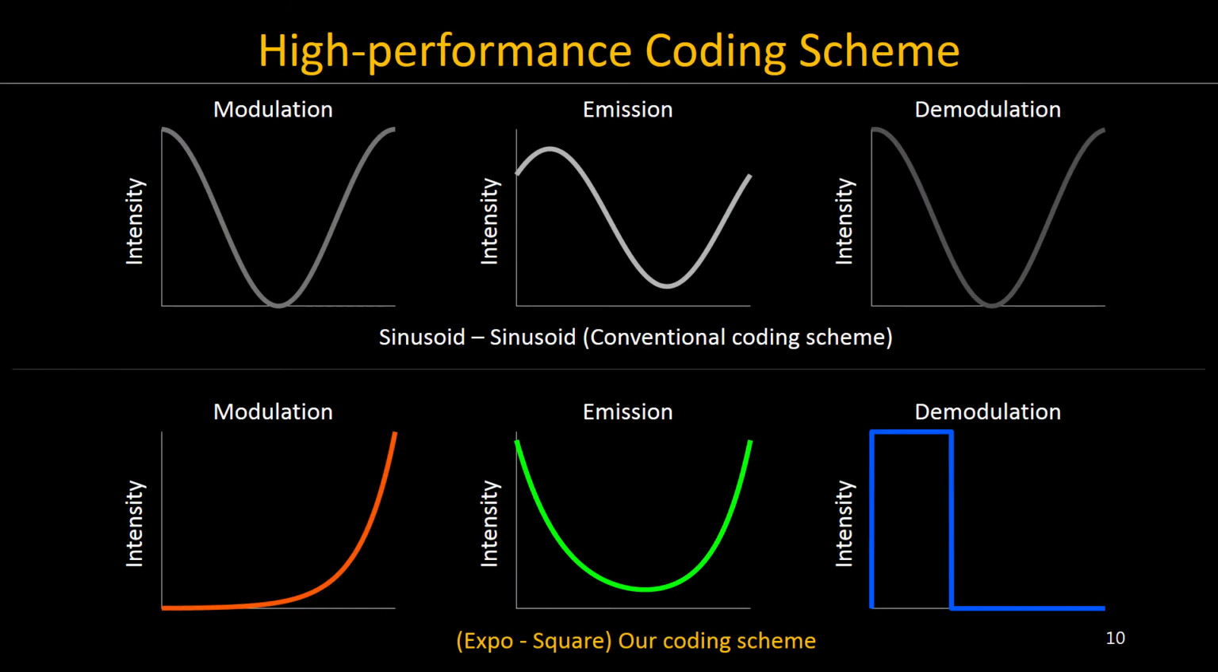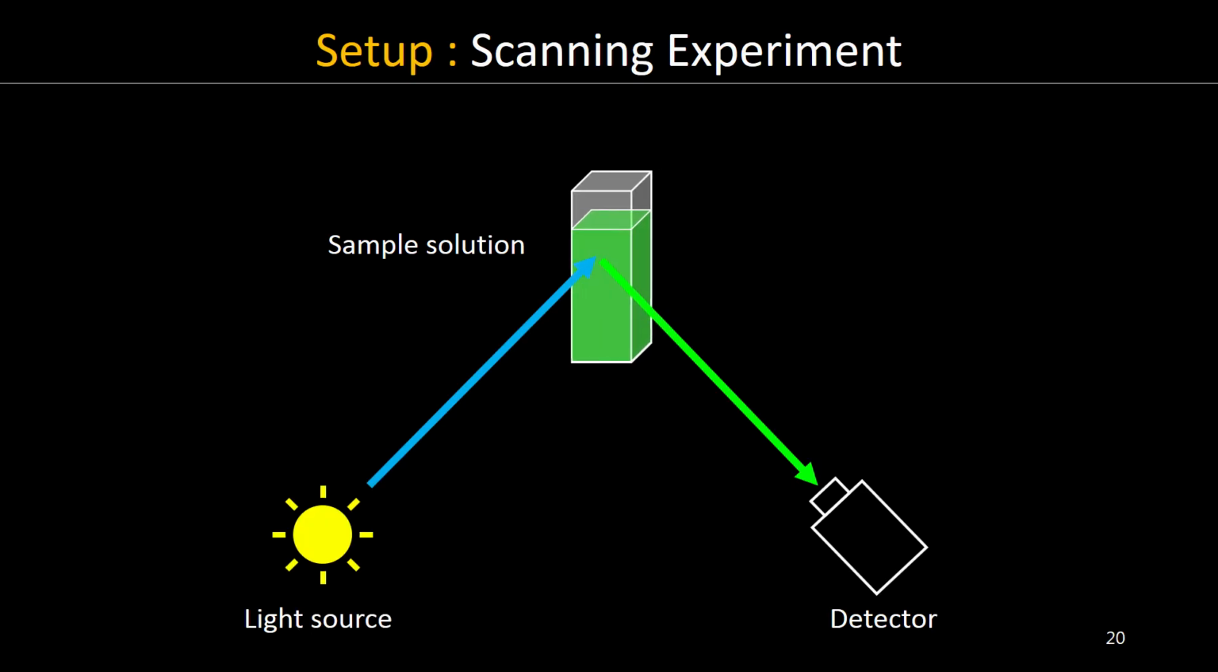Using this novel fluorescence lifetime precision metric, we have been able to design a new coding scheme named expo-square that outperforms existing schemes such as sinusoid-sinusoid. Finally, we evaluate the performance of the proposed coding scheme in various scenarios through experiments. We also compared the performance of different coding schemes over full-frame fluorescence lifetime images.